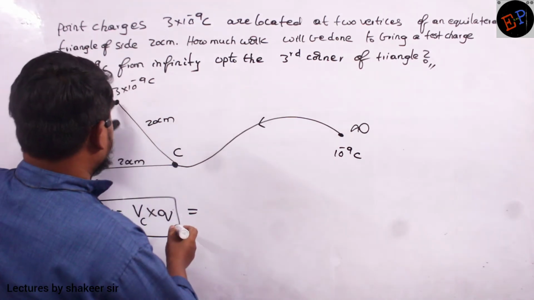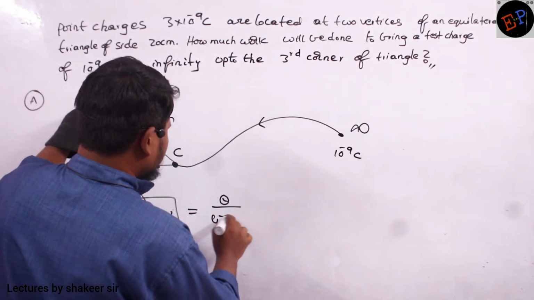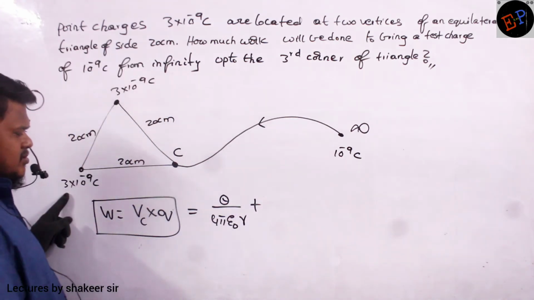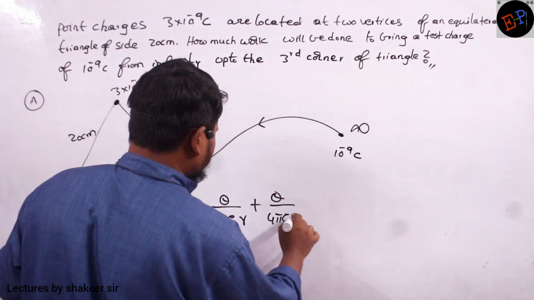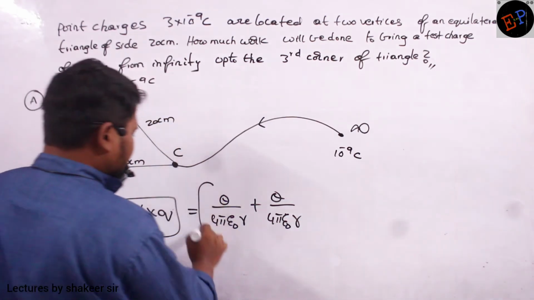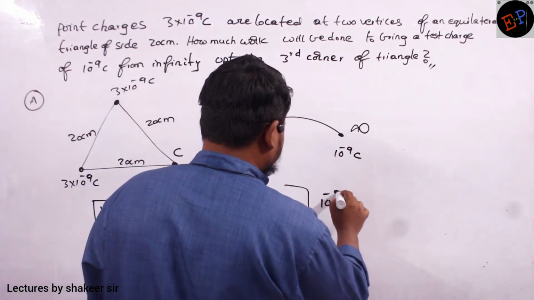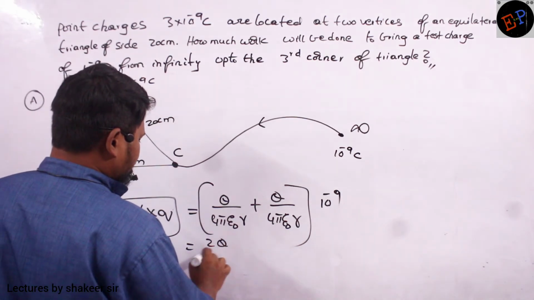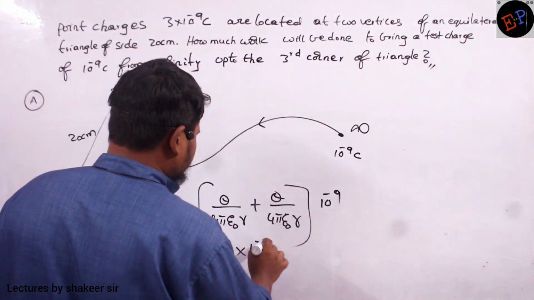So here, because of this charge, what is the potential? Q divided by 4 pi epsilon naught into R. And this charge is also the same charge, so again I will write the same Q. Q divided by 4 pi epsilon naught into distance, which is also the same, so again R. Now multiplied by which charge I am moving? I am moving the charge of 10 power minus 9. Just substitute the values. So 2Q divided by 4 pi epsilon naught into R multiplied by 10 power minus 9.